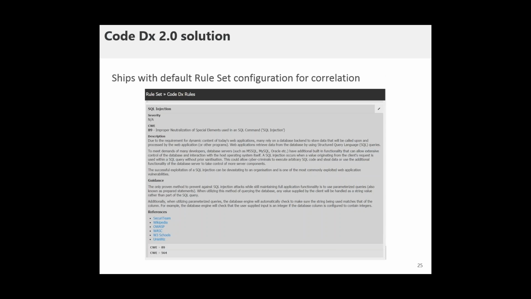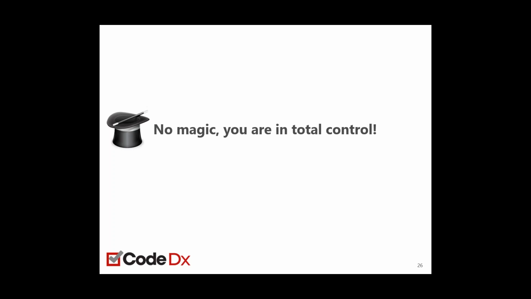So our solution with Kodiaks 2.0 is that we ship with a default rule set for correlation configuration. And this has a bunch of different rules that are configured to map different CWEs and different specific tool codes to more common groupings. So here we can see SQL injection. We have comments in there, and all of this is customizable, so the user can edit both the descriptions and how the correlation logic is done. So there's no magic. You're in total control.